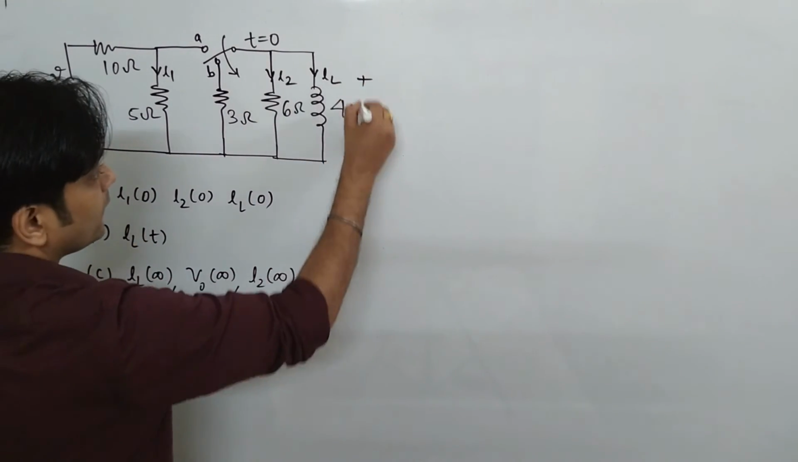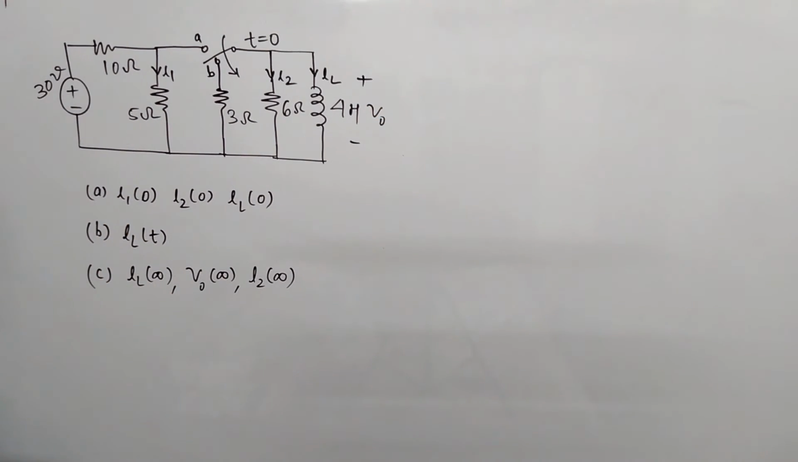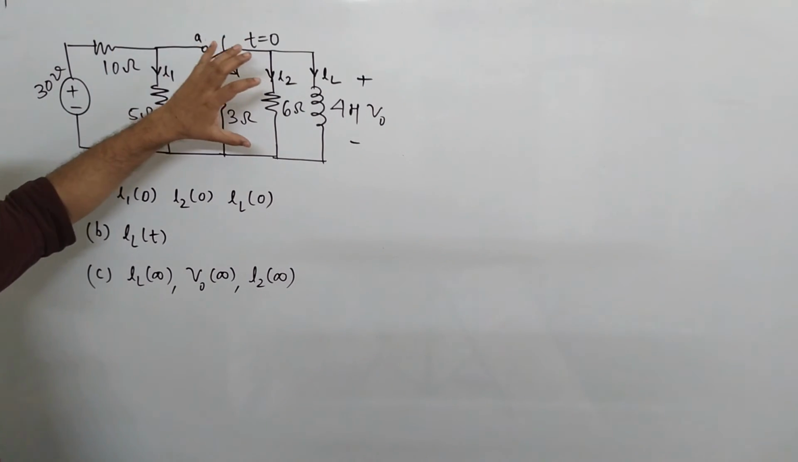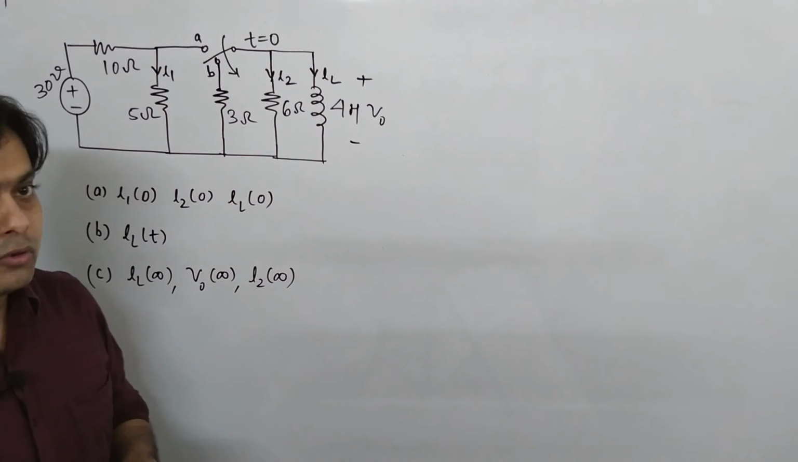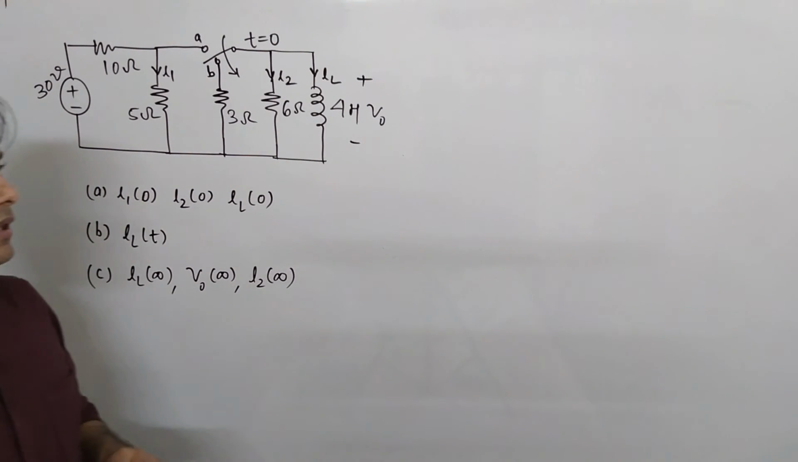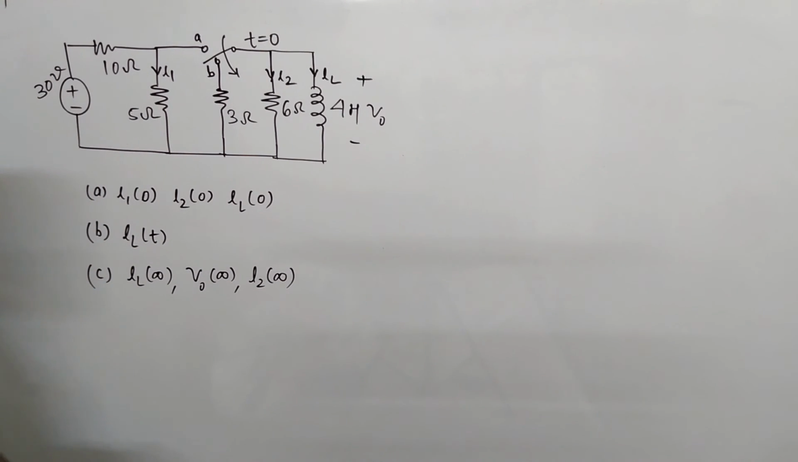It is appearing here. Now please keep in mind, a very important thing: whenever we are talking about the initial condition, in case of an inductor we only talk about the current. In case of a capacitor we talk about the voltage, because we have already seen that the voltage across the capacitor will not change instantaneously. Similarly, the current through the inductor will not change instantaneously. That's why the initial condition exists. But if you talk about the resistor, there is no type of initial condition.